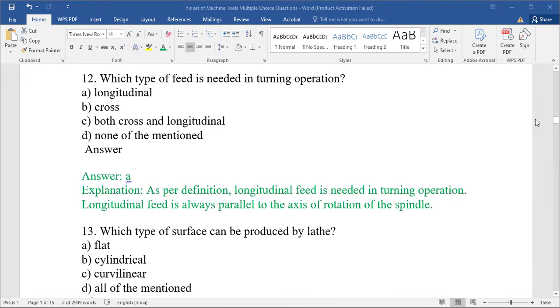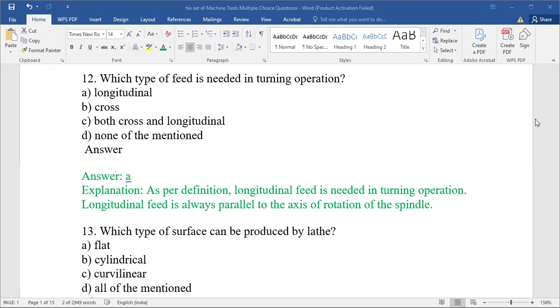Which type of feed is needed in turning operation? Longitudinal, cross, both the cross and longitudinal, none of the mentioned. Answer is A. As per the definition, longitudinal feed is needed in turning operation. Longitudinal feed is always parallel to the axis of rotation of the spindle.